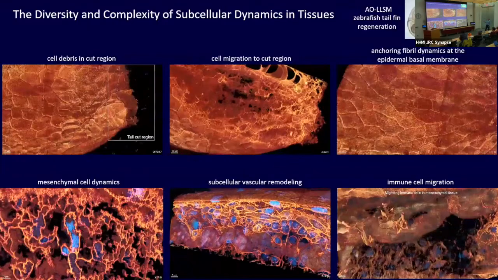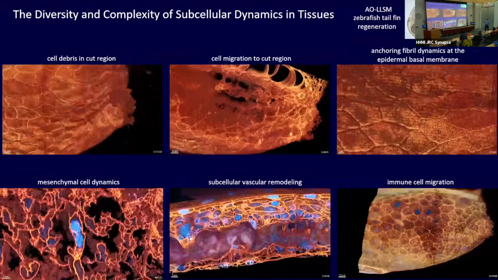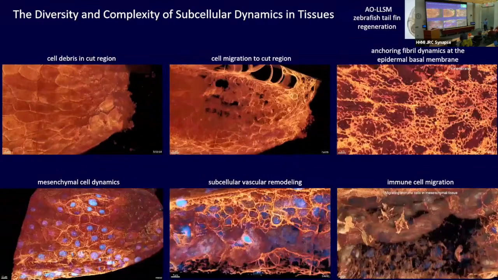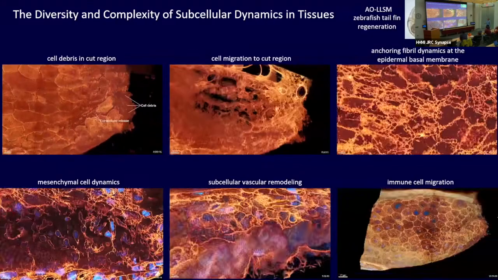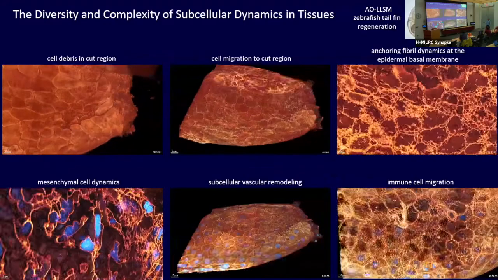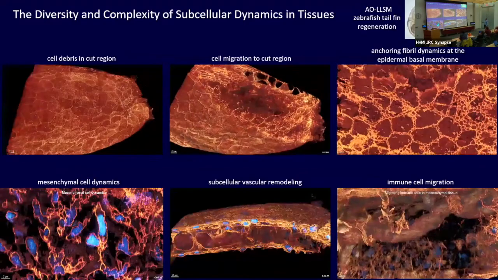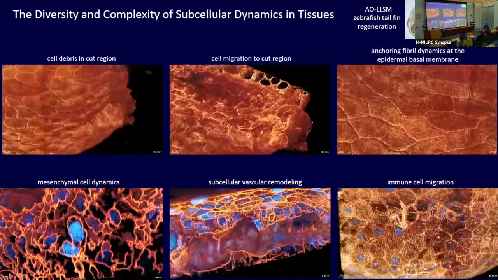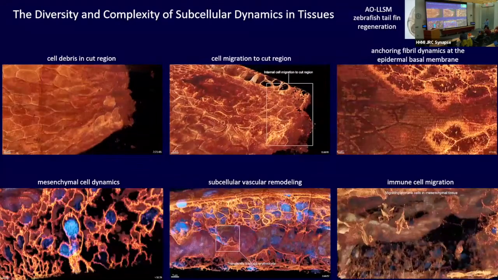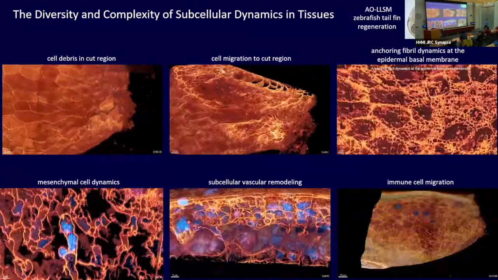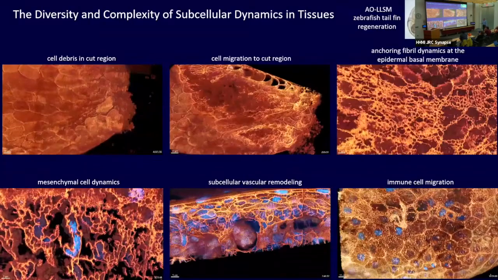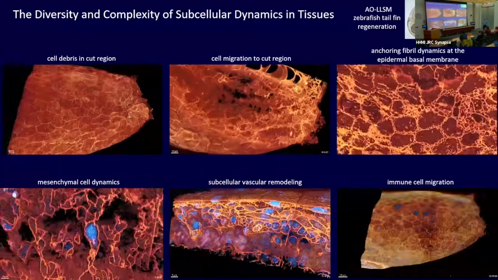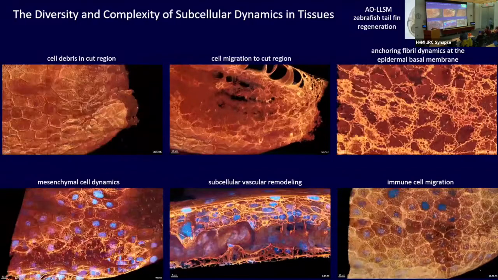So this is an experiment where we cut the tail of a developing zebrafish, and then this represents the response to that wound: cell debris, cells moving into the wound area, the epithelial cells on the surface anchored to the other cells, with the dynamics of fibrils to the underlying layer. In the mesenchymal space, you get different types of events like fusion of cells. Once the cut is done, the capillaries actually grow and remodel over time in order to get more stuff to the cut. And then neutrophils are flowing in towards the cut region as well. So lots of different types of events are happening inside it.